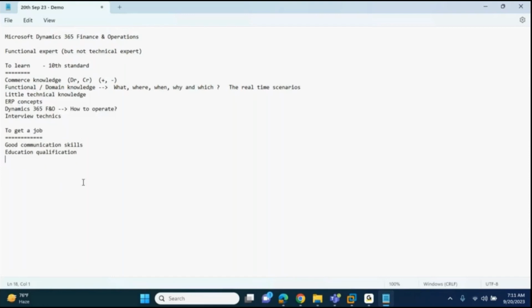Maybe BTech, maybe BCom, maybe MBA, otherwise any degree. Companies will look for any degree. Okay. So I have provided training to many people.